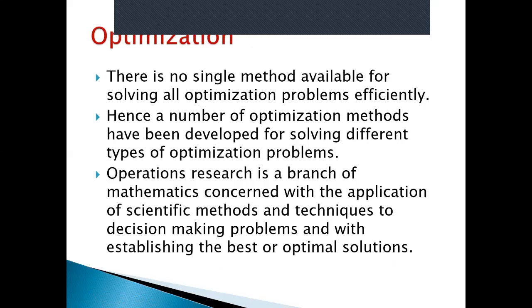Hence, a number of methods have been developed. Operation research is one branch of mathematics where optimization is used for a decision making problem and to get an optimal solution. Elements which are required in optimization are variable, that is our x value; constraints, based on some kind of conditions your variable functions will change; and objective function. Objective function is the function or the operation that is performed on the variable for a particular constraint.